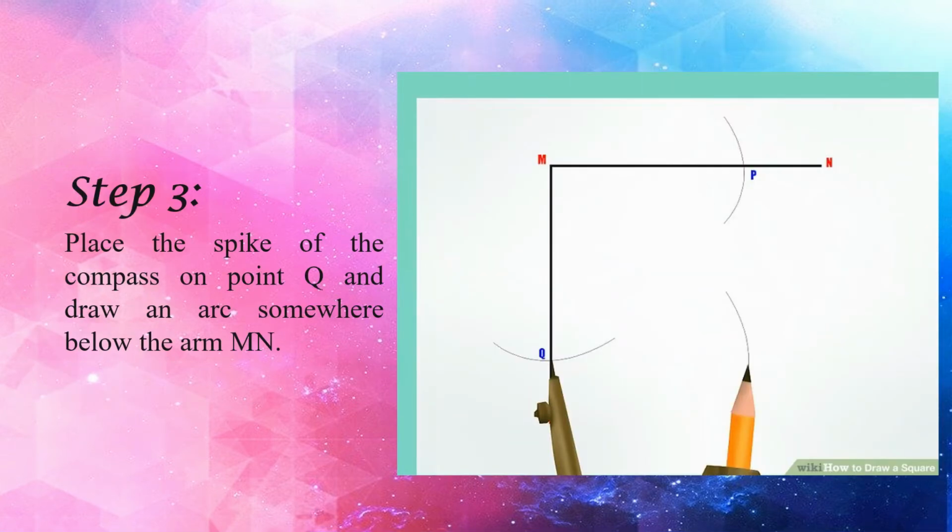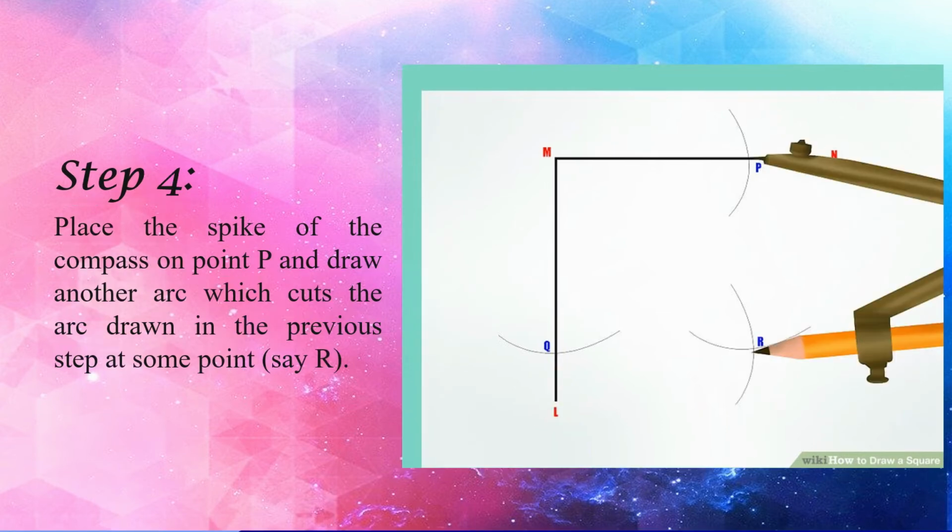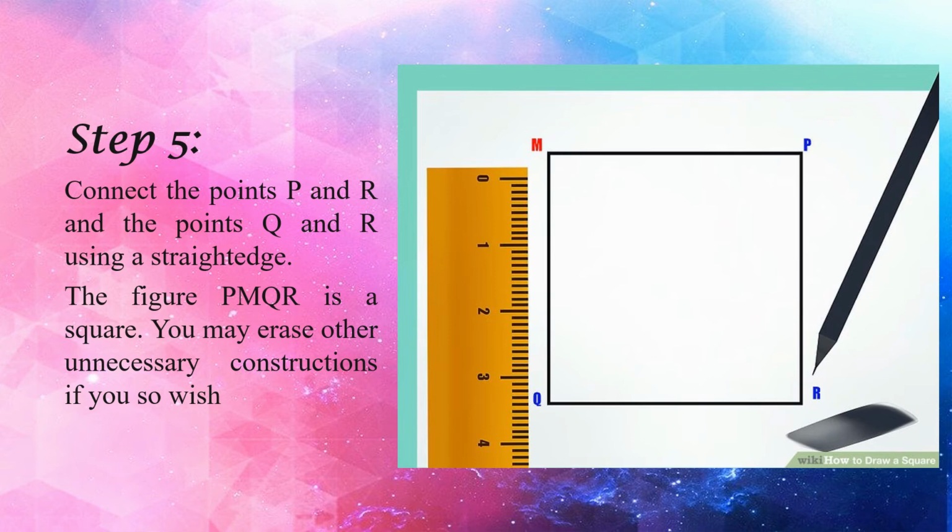Step 3. Place the spike of the compass on point Q and draw an arc somewhere below the arm MN. Step 4. Place the spike of the compass on point P and draw another arc which cuts the arc drawn in the previous step at some point, say point R. Step 5. Connect point P and R and the point Q and R using the straight edge. The figure PMQR is a square. You may erase any other unnecessary construction if you wish.